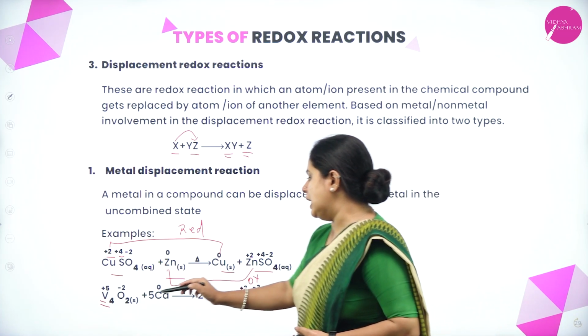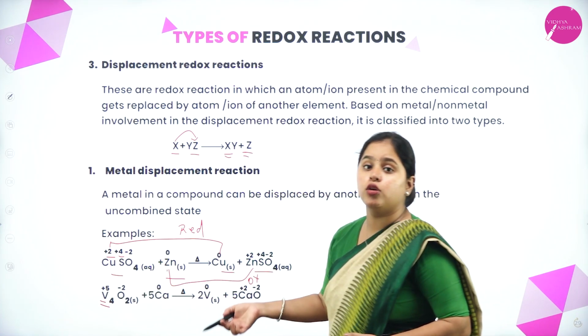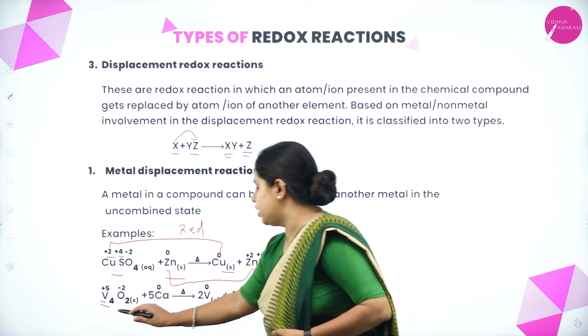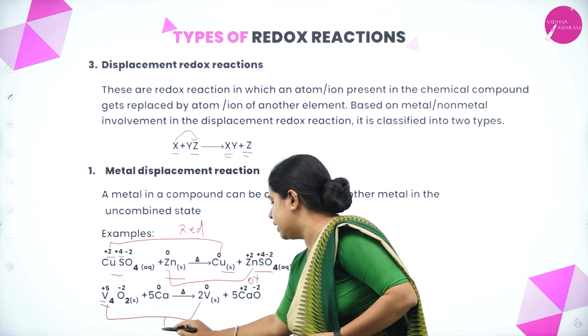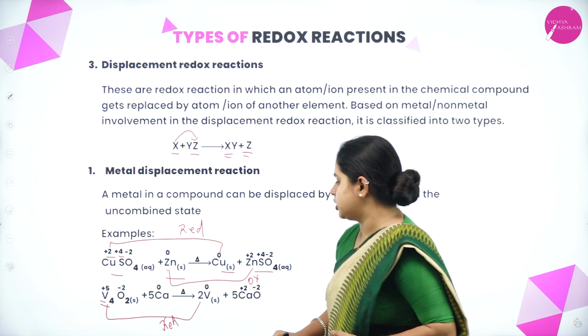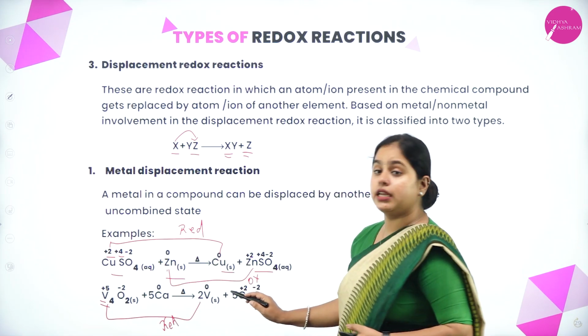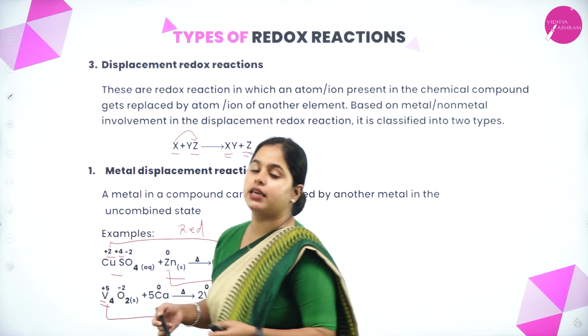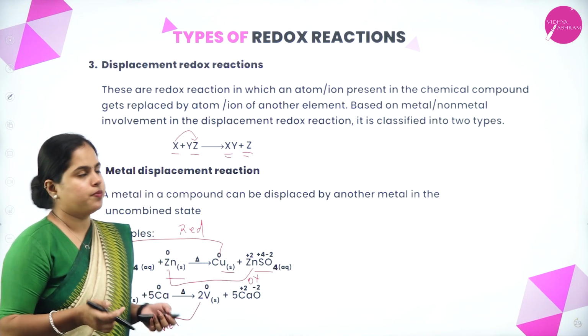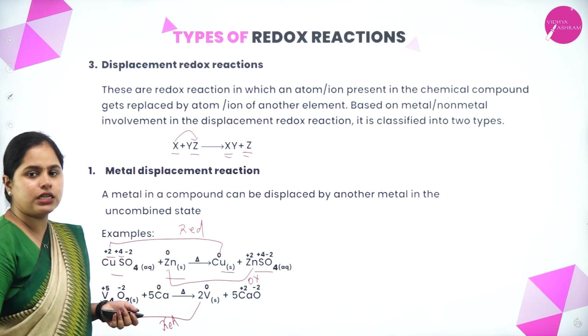So as you can see, vanadium from +5 has reduced to 0. So vanadium undergoes what? Vanadium undergoes reduction. And calcium from 0 has increased to +2. Oxidation number has increased, so it undergoes oxidation. So I hope it is clear. So this is metal displacement reaction.